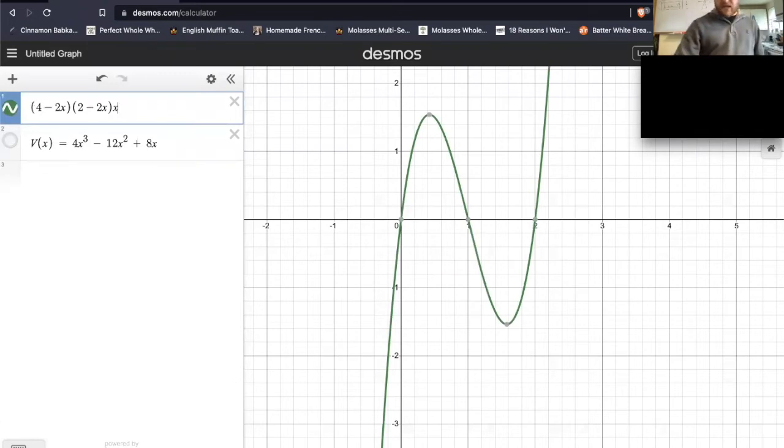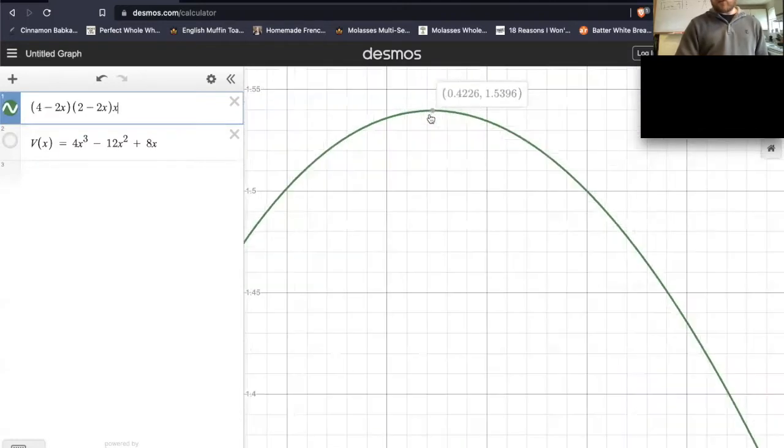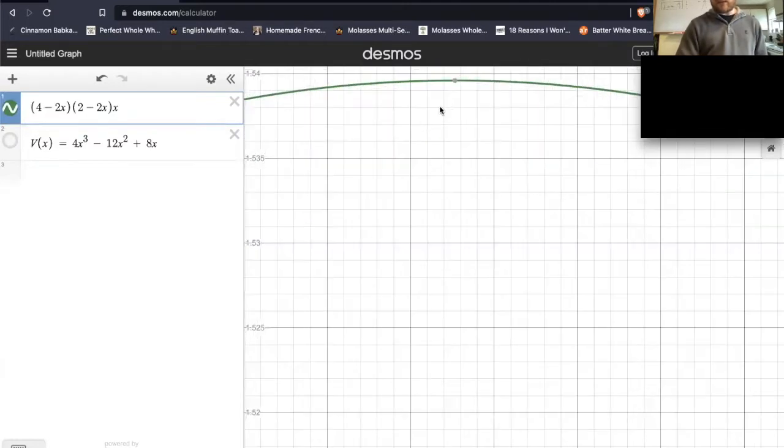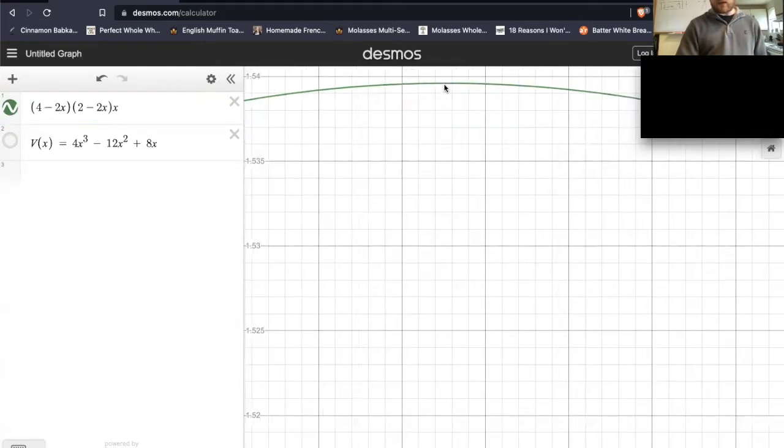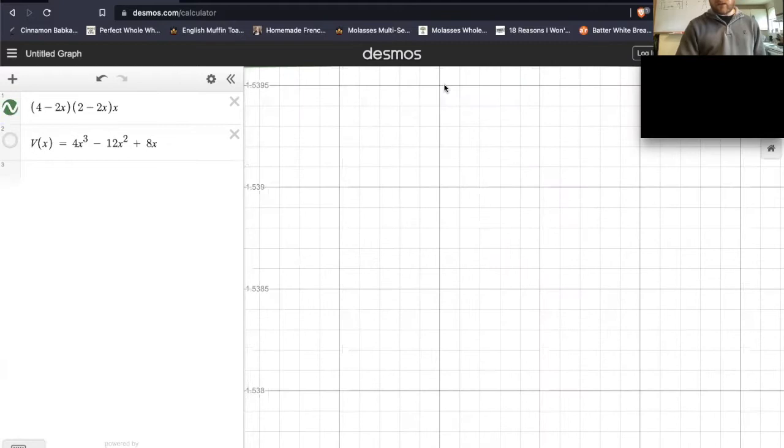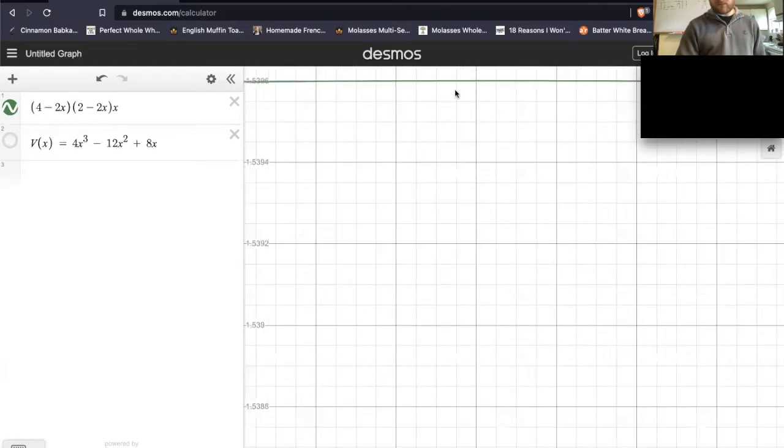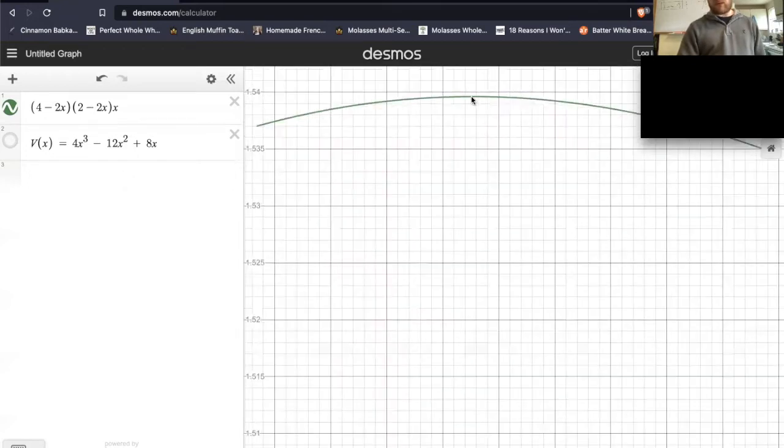That looks very much like what I just did. And we could estimate, if we zoom in, I could see that there is a max value right here. And in fact, it even tells me what it is. That's nice. But if I wanted to, I could zoom in on it and estimate the x value where that occurs. I'm going to estimate it's right around here, at 0.423.